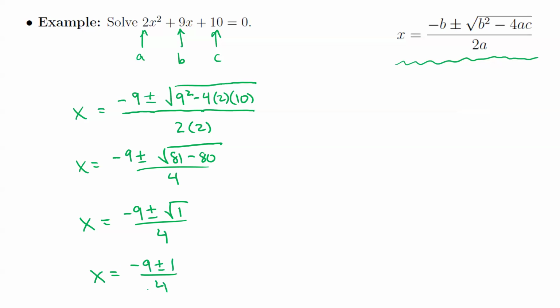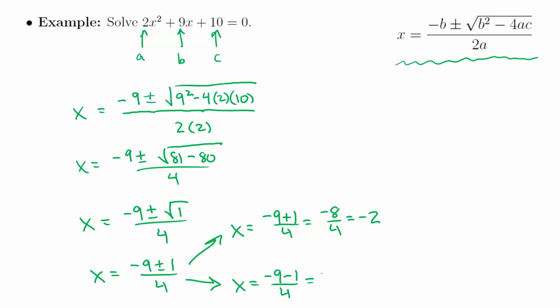But at this stage, it's important to remember, what is this plus or minus all about? It means there are two different answers, right? There's x is equal to negative 9 plus 1 over 4, and x is equal to negative 9 minus 1 over 4. So we get negative 2 and negative 5 halves as our two answers.